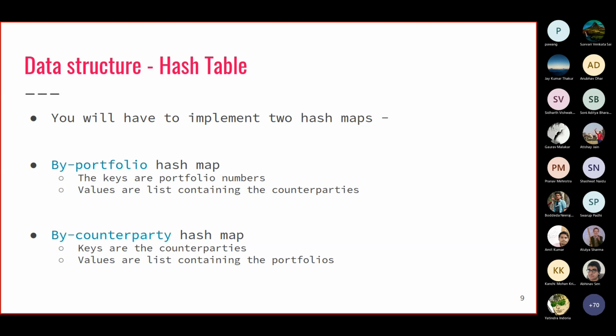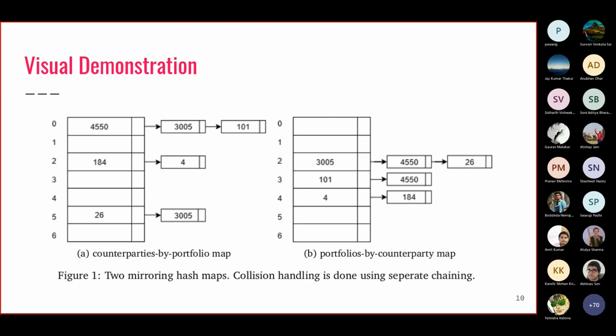Okay, so we need these 2 hash maps. And the visual demonstration could be like this. So here you can see this is the by-portfolio hash map. So these are the keys and these are the values, similar to this one also. These are the keys, these are all the values. And here the keys are the portfolio numbers, and these are basically values which are the counterparty IDs. And it is just the opposite here. The keys are the counterparty IDs and the values are the portfolio numbers.